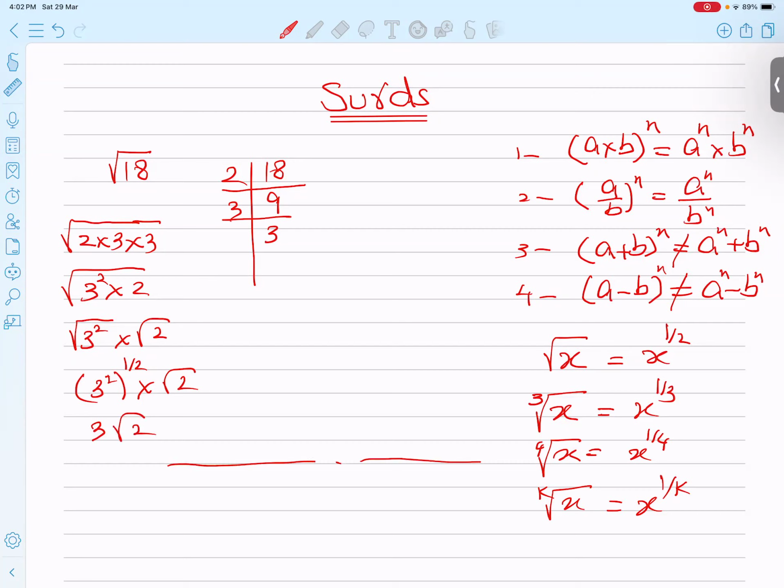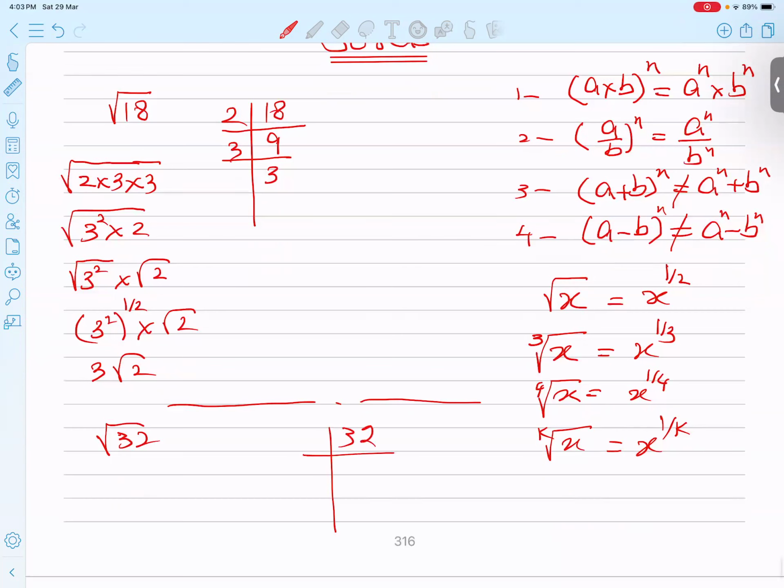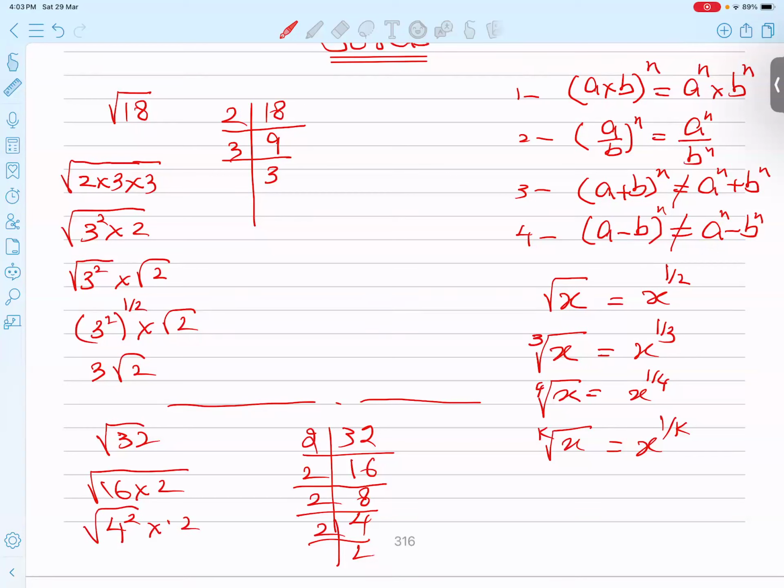One more question I'm going to do: for example, root 28. Wait a minute, I make it a number which is easy to solve. Let's say root 32. How to do this kind of question? 16 times 2 is 32. But first I start from the beginning: 2 ones are 2, 2 sixes are 12, 2 eights are 16, 2 fours are 8, 2 twos are 4. I can stop here even. Why? Because you know root of 32, I can split as 16 times 2. And what is 16? 4 to power 2 under the root. When I split them like this, the root and power cancel out, and I get my answer 4 root 2.